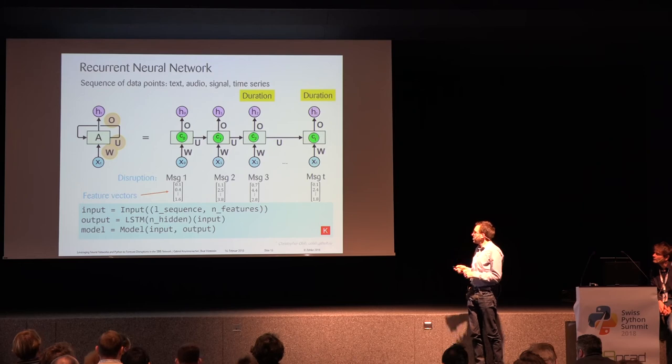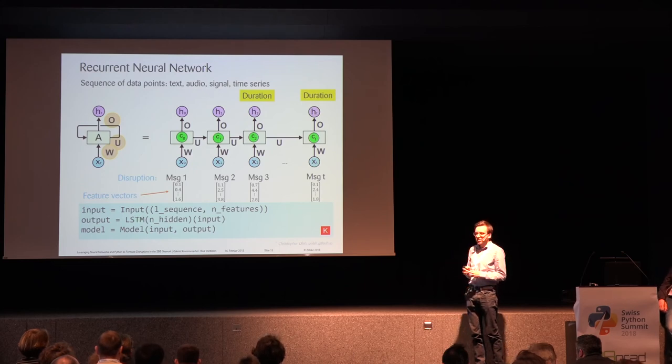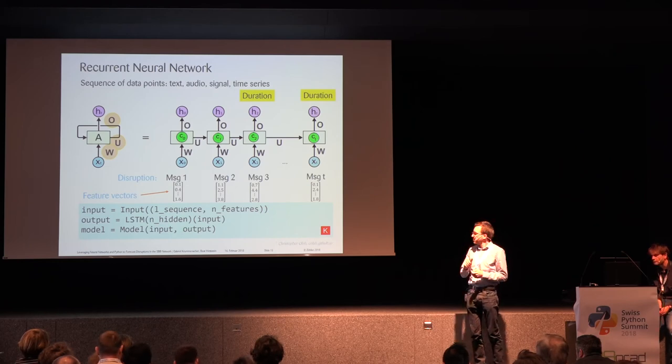Okay, and this you could use. We did use Keras for LSTM, which is a type of recurrent neural network. The model basically takes the length of the sequence, the number of features you have in your vectors, and then how many numbers you assign to this hidden state, and then you can have this model.